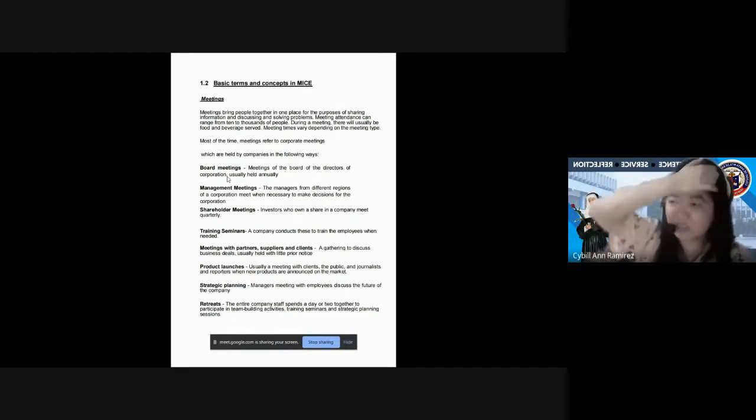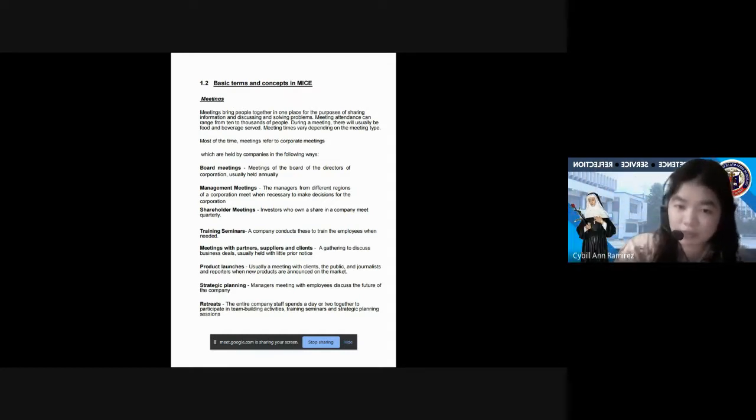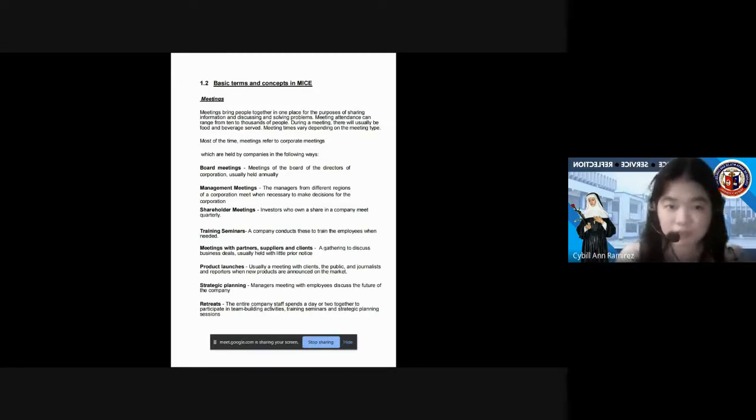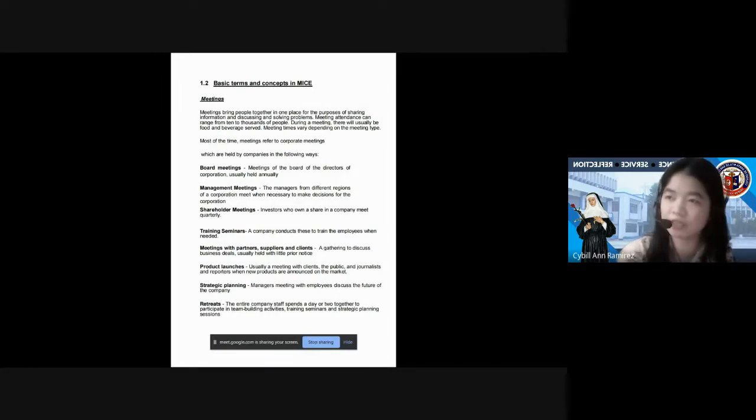So that is the flow of information. Once the top management agrees, they relay it to the middle management, and the middle management breaks it down to discuss with the lower management so it can be implemented by the employees. So managers from different regions of a corporation meet when necessary to make decisions for the corporation. The participants are the different managers from different departments, like the sales and marketing manager, the front office manager, and the housekeeping supervisor. All the heads of the different departments are participants in the management meetings.